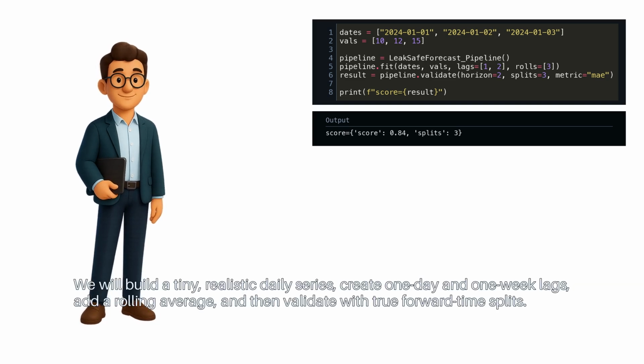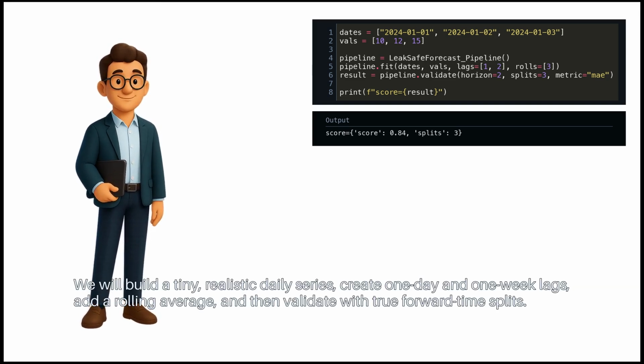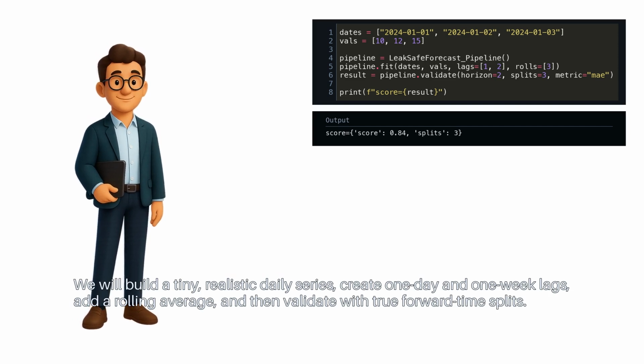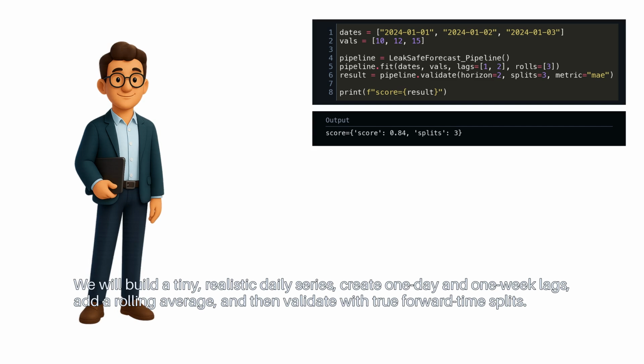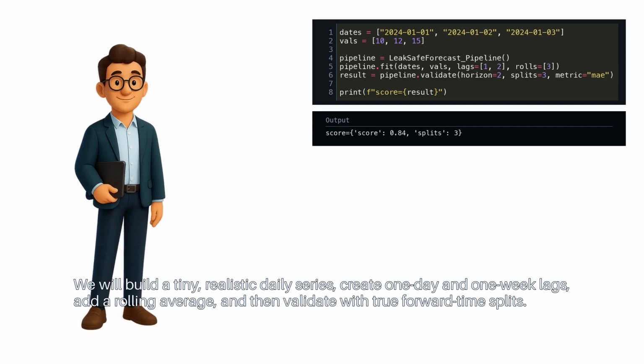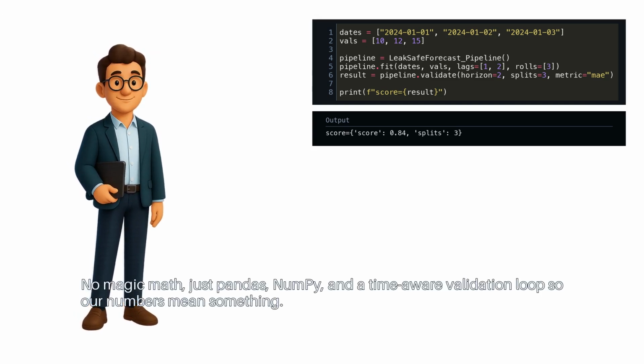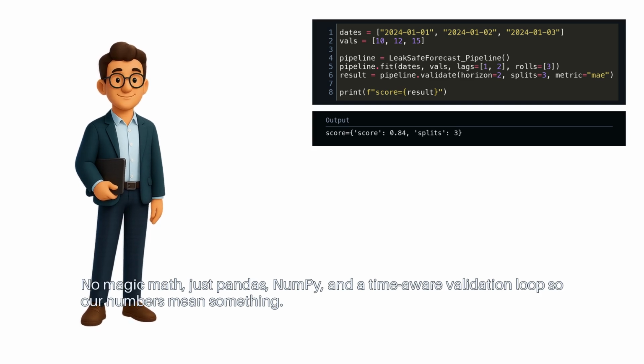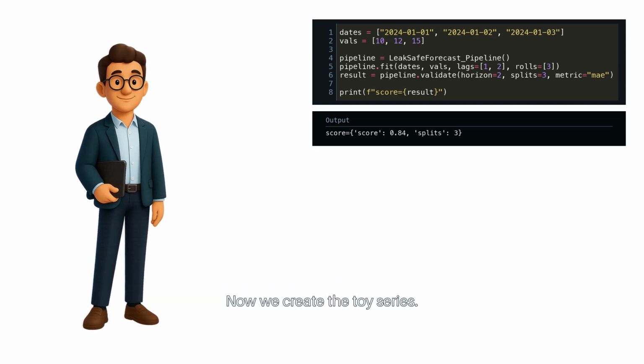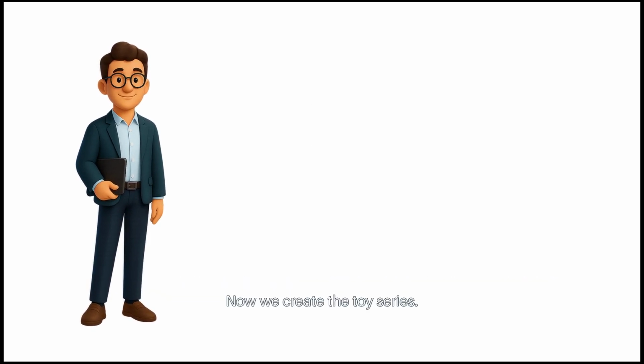We will build a tiny, realistic daily series. Create 1 day and 1 week lags. Add a rolling average, and then validate with true forward time splits. No magic math, just pandas, NumPy, and a time-aware validation loop, so our numbers mean something. Now we create the toy series.